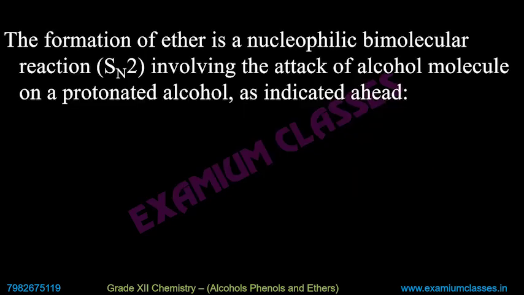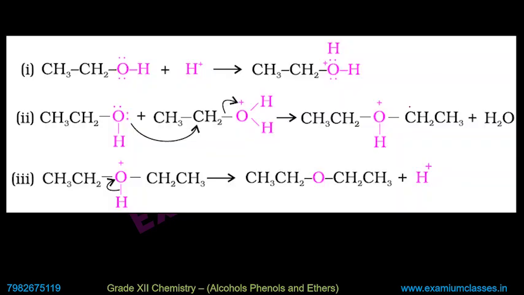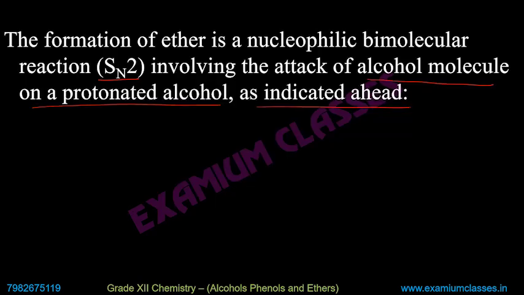So the formation of ether is a nucleophilic bimolecular reaction, that is SN2, involving the attack of alcohol molecule on a protonated alcohol as indicated. I had here, so this is the mechanism which is asked. So it is good that you draw it right now and understand. And remember this statement: attack of alcohol molecule on a protonated alcohol. This is the key feature of this mechanism. Alcohol molecule attacks on protonated alcohol.